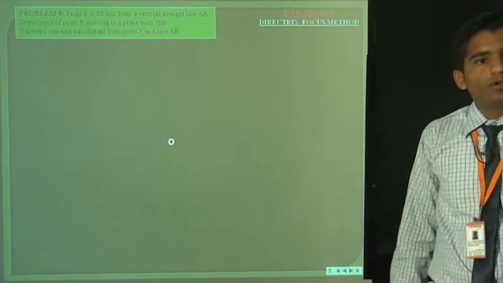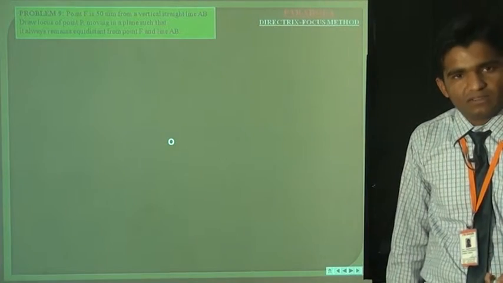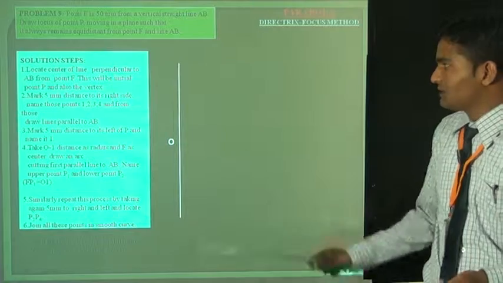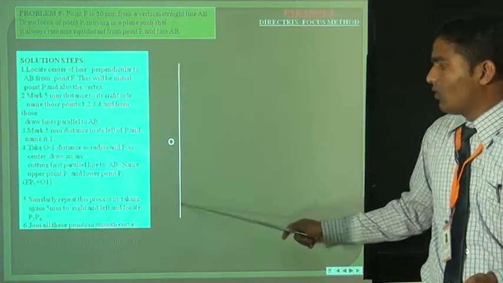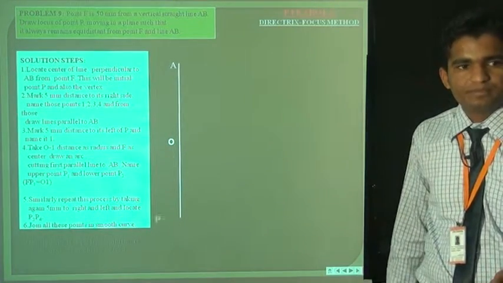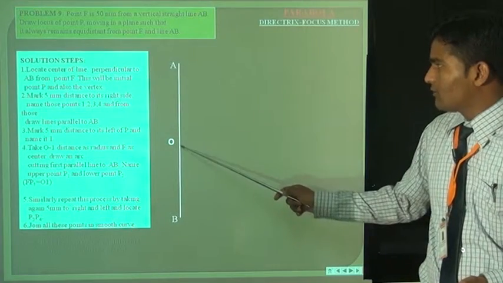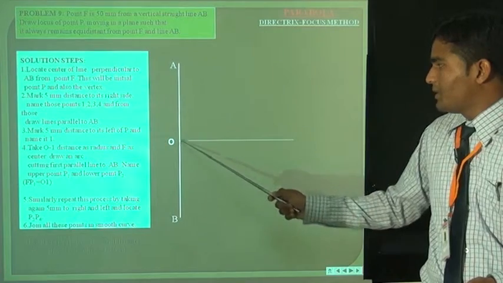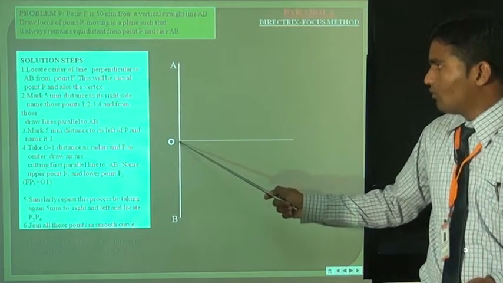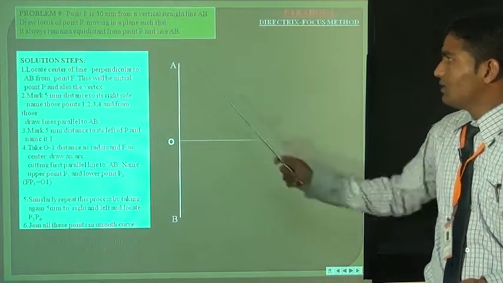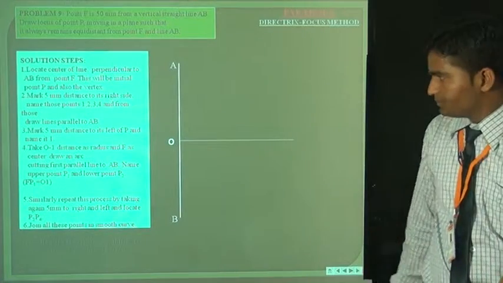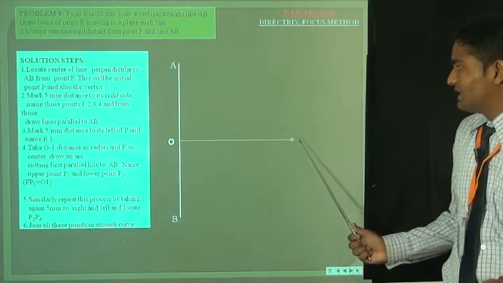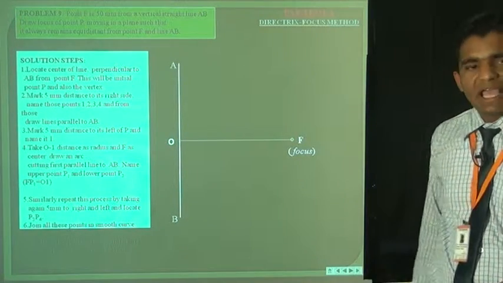So first of all, draw the directrix, meaning the fixed line. So draw the fixed line, then mark the point O at the center of this line AB. So at the center of AB, mark the point O and then draw the perpendicular line from the point O, which has a dimension of 50 mm. So draw this and mark the end point as the focus F.